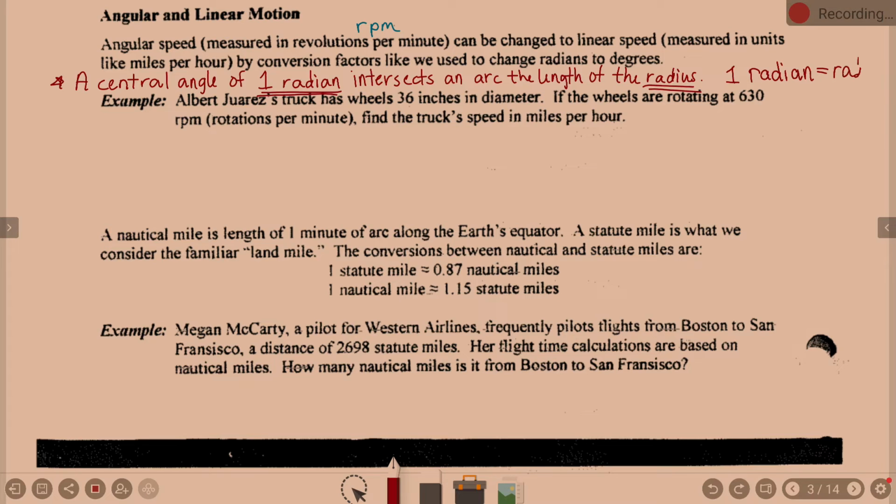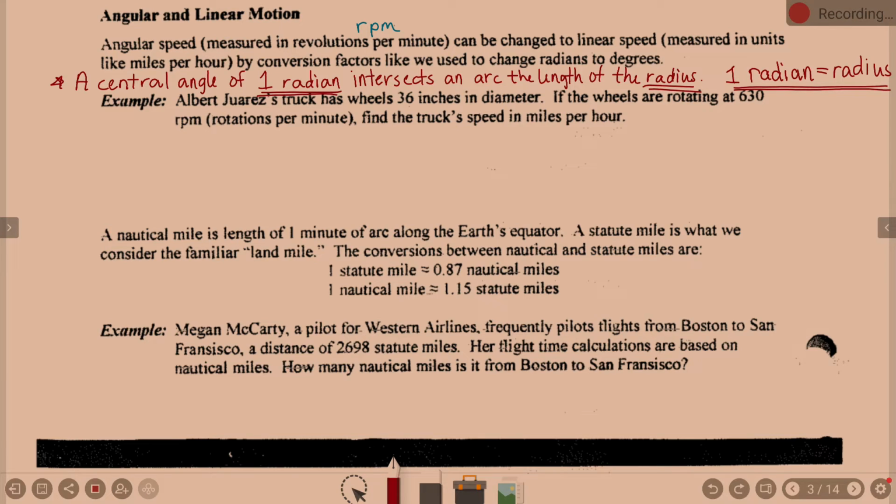The short of what I'm trying to say is that one of the pieces you're going to have to know when we do these conversions is that 1 radian is always going to be equivalent to the radius of the circle. That is something that's going to apply to all the problems as we go throughout this. When you see them in homework and whatnot, this will apply here.